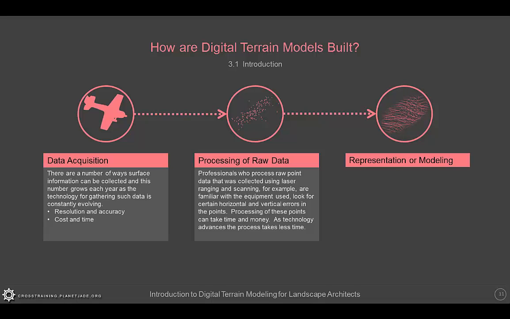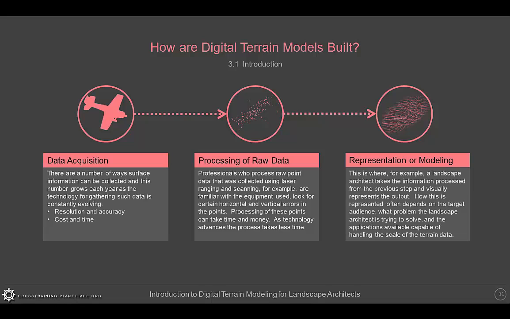Then once the points are processed, we lead to the next step, and this is representation or modeling. This is where the landscape architect can now take the information that has been processed from the previous step and visually represent the output, or model the terrain, basically. How this is represented often depends on the target audience, what problem or design solution the landscape architect is trying to develop, and the applications available capable of handling the scale of the terrain data.